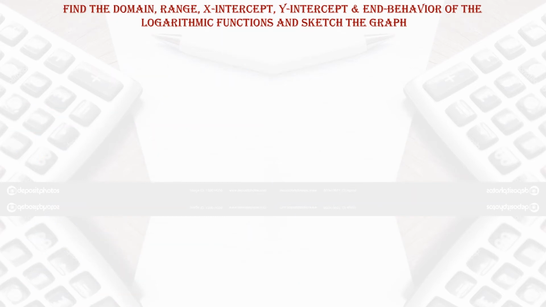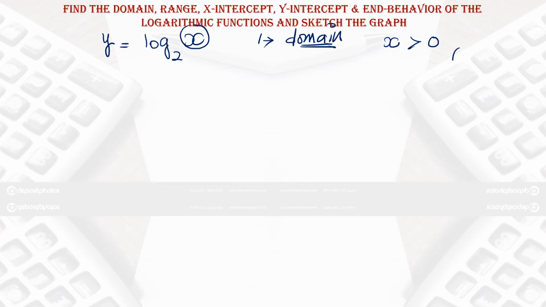So let's take an example. For example, you have log base 2 of x. You have to draw this graph. The first thing is you have to write the domain. So for the domain, we always write the function that is written after the log, which is x. X should be greater than 0. So your domain will be 0 till infinity and the 0 is not included.